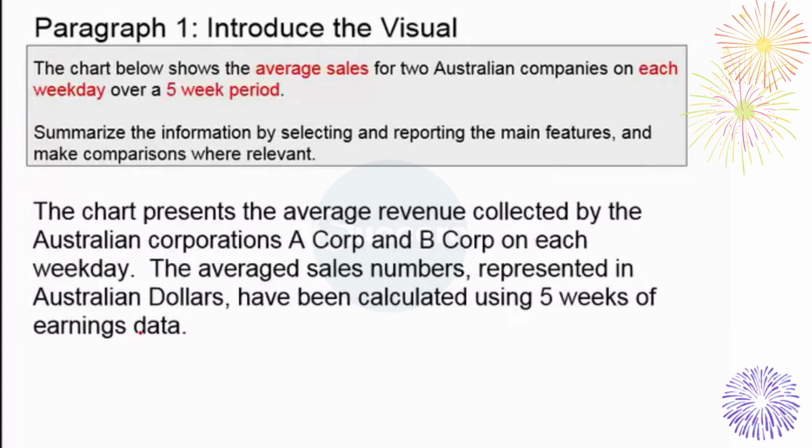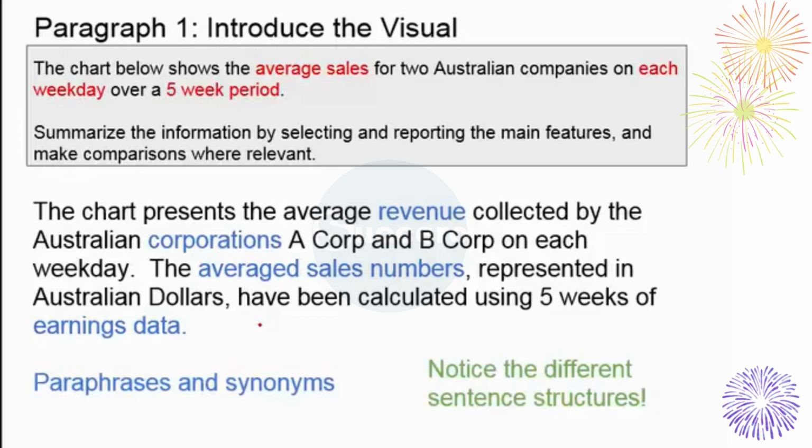Here I've written a sample paragraph 1 for you to look at. It says, the chart presents the average revenue collected by the Australian corporations A Corp and B Corp on each weekday. The average sales numbers represented in Australian dollars have been calculated using 5 weeks of earnings data. Now what I want you to notice is that these words in blue are my attempts to paraphrase the language from the chart and from the directions.